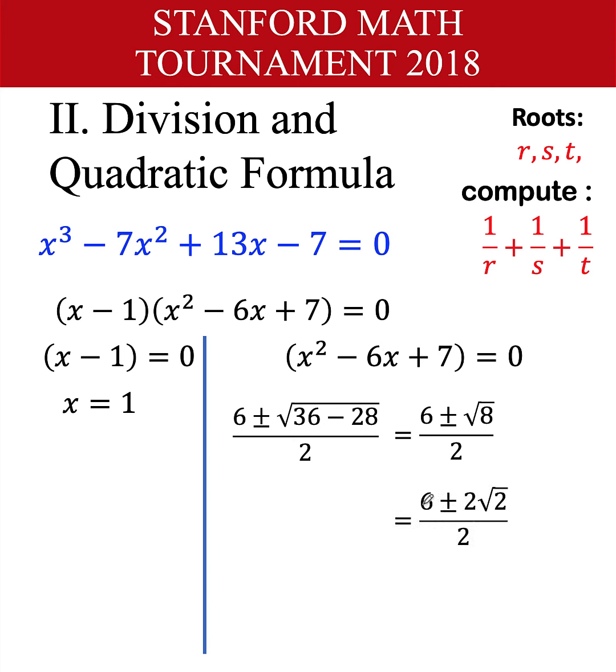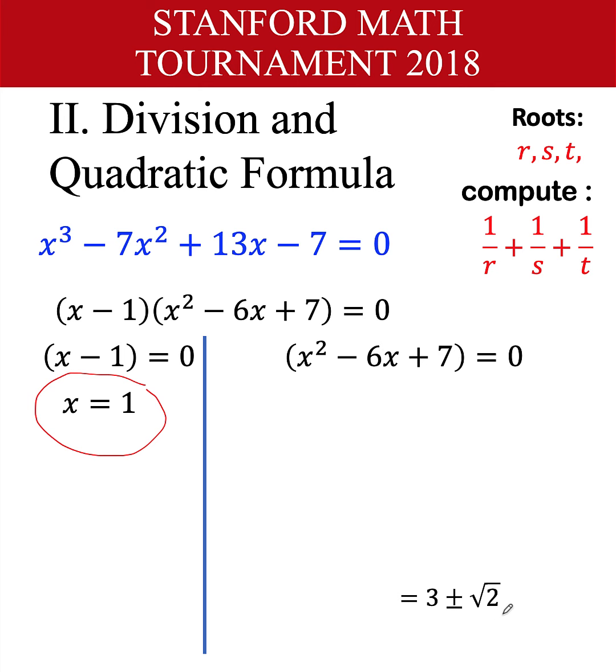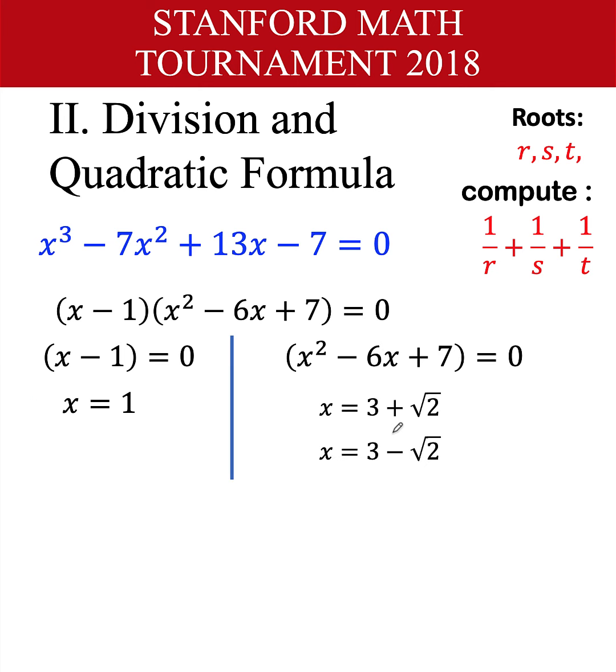And then divide each of the terms in the binomial numerator by the monomial denominator. 6 divided by 2 is 3. Copy the plus or minus. 2 divided by 2 is 1. So we have 1 square root of 2, or simply square root of 2. So that means we now have here three roots. One is x equals 1. The other two are 3 plus square root of 2 and 3 minus square root of 2. So these are now the three roots.